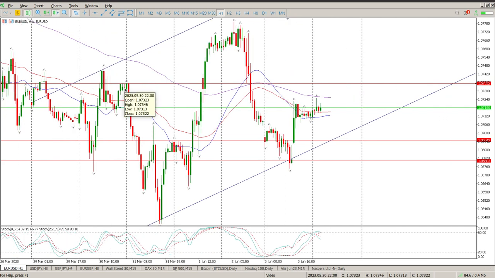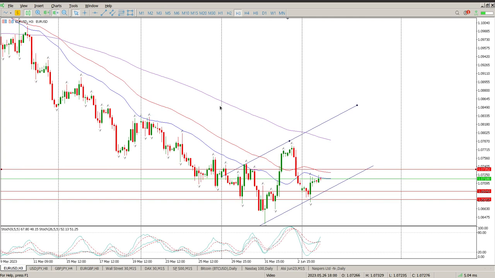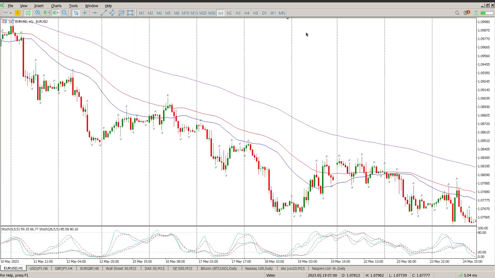My oscillators are all over the place. I'm kind of confused, I think. So I just want to check something. So the trend is obviously down. So we know the trend is down.